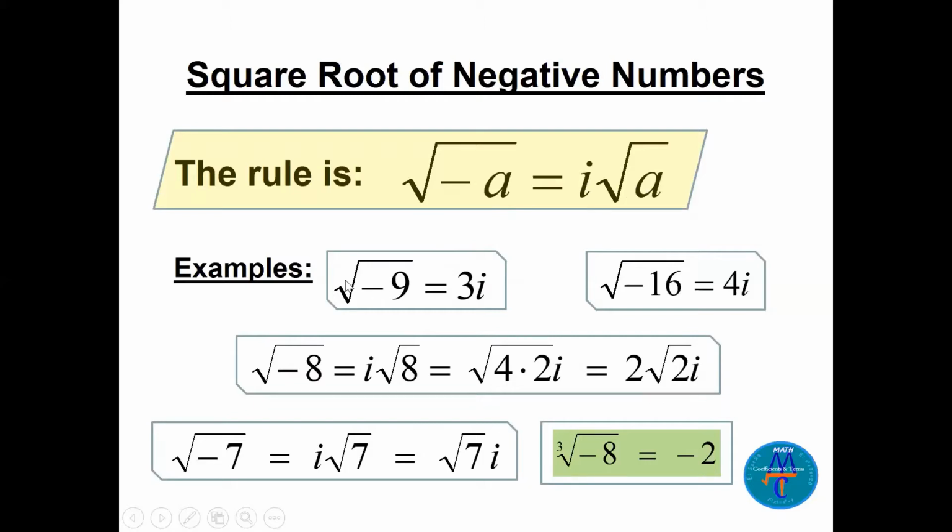Look at these many examples. Square root of minus 9 is i square root of 9, but we can simplify the square root of 9, so we write 3i here. This one, square root of minus 16, is 4i. Square root of minus 8: we cannot simplify the 8 directly, so we write i times square root of 8. Then 8 will be 4 times 2, so the final answer will be 2 square root of 2, with i outside here. Square root of minus 7 is i square root of 7, or square root of 7 i. Just be careful: if you have a cube root, that's a real number. It's not a complex number.